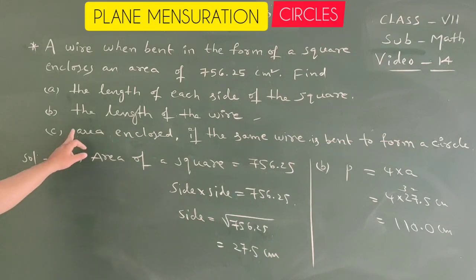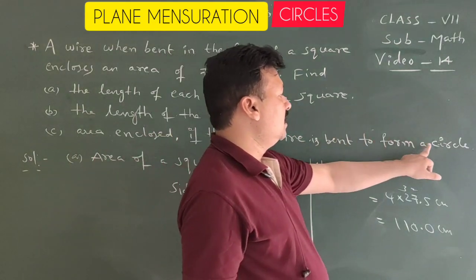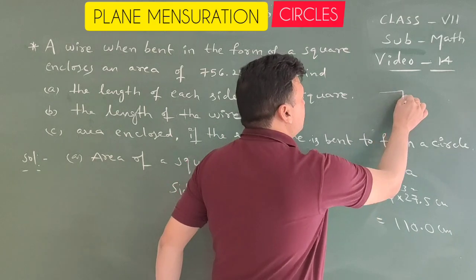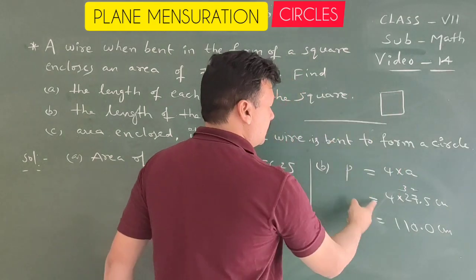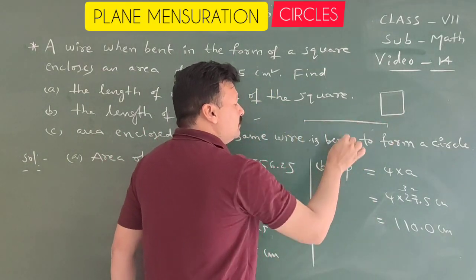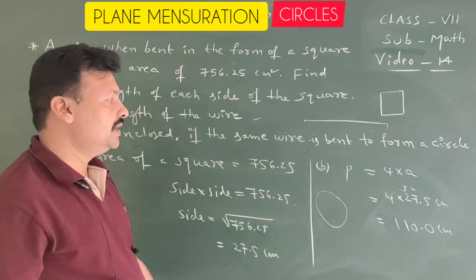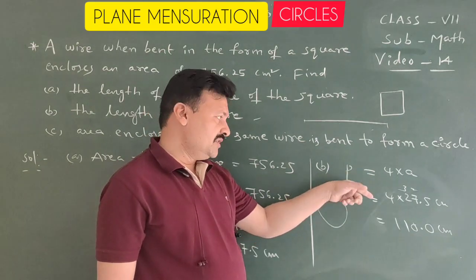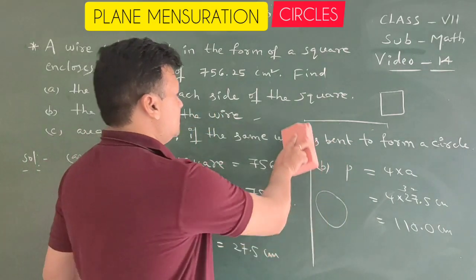Now, area enclosed if the same wire is bent in the form of a circle. Now it is in the form of a square. Now we need to extend. Now we got the length of wire, 110 centimeters. Now this wire we need to bend in the form of a circle. Here the perimeter of the square becomes the perimeter of the circle, that is nothing but the circumference of the circle. Understood?